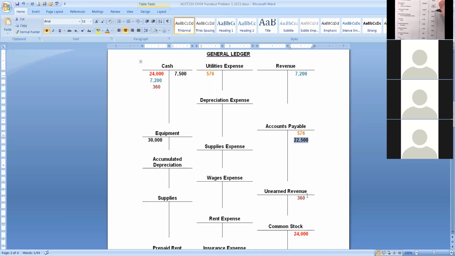Accounts payable and cash. So accounts payable is the debit. 9,000. Oops. Let's find a color for that one. Green. And cash is 9,000. I checked it off earlier. I shouldn't have done that. So cash is $9,000 credit.